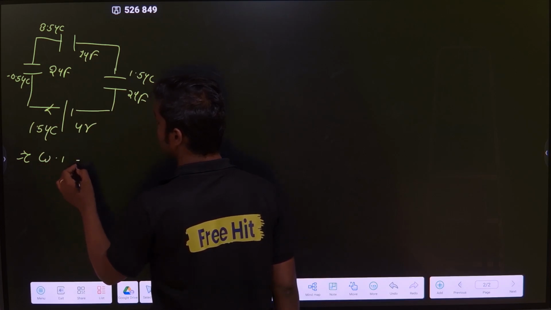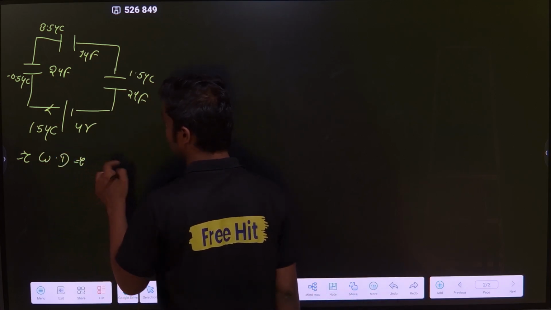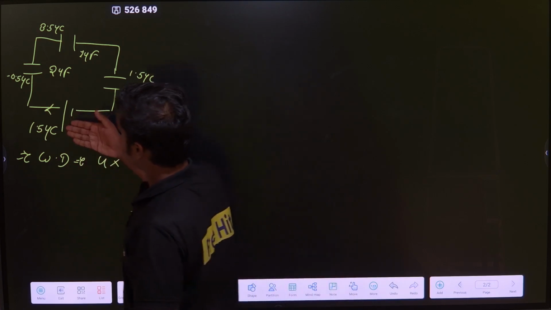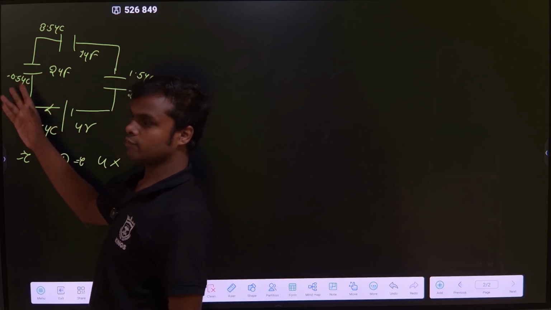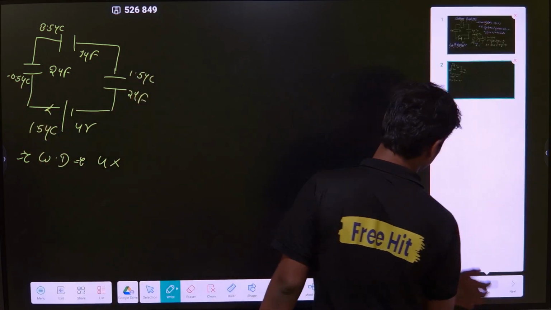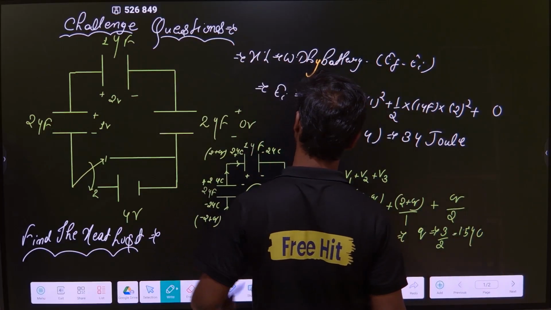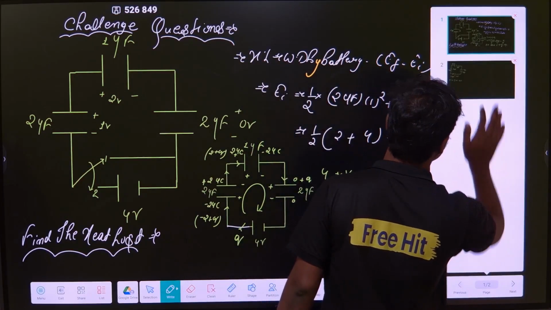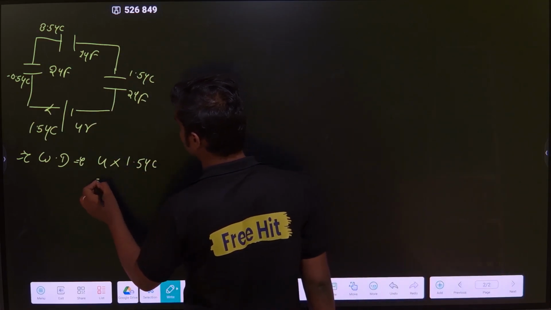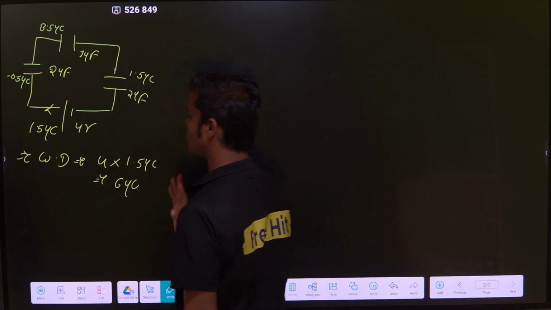What is the work done by the battery? That is defined as charge flown into potential. Potential is 4 volt. What is the charge flown? See, 1.5 microcoulomb of charge has flown. You can see this plate has minus 0.5 now, and initially it had minus 2 charge. So final minus initial, you will get 1.5 microcoulomb of charge flown. So what will you get? You will get 6 microjoule. That is the work done by the battery.